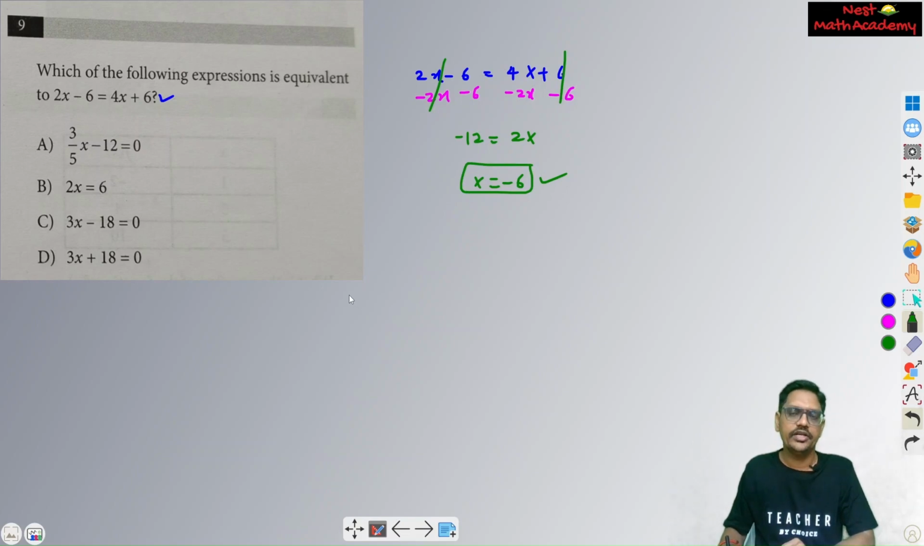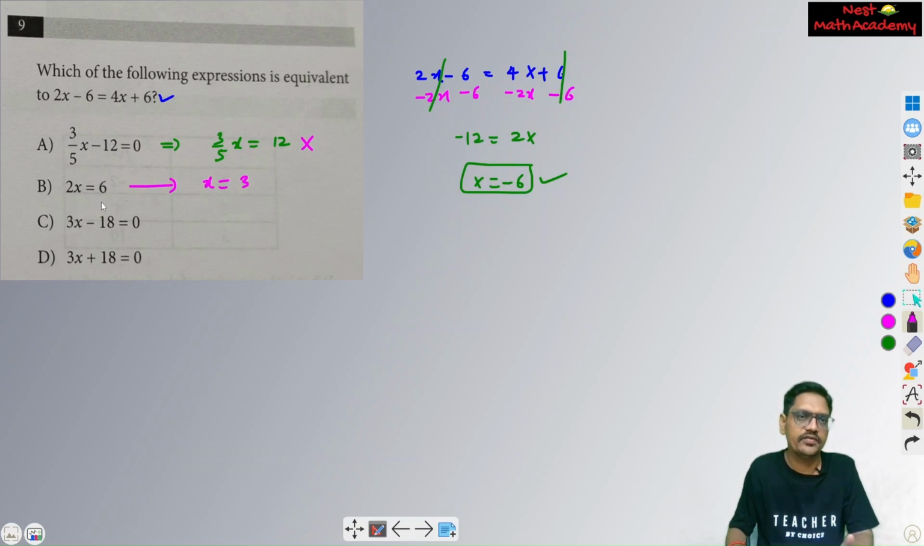Therefore I need to look for the same answer in one of the given options. First option, adding 12 on both sides will make it 3/5 x is equal to 12. I don't see getting negative 6 here. We're getting a positive answer for sure, so this is not correct. Move on to the second option. Here also I can clearly see x is equal to 3, dividing by 2 on both sides. So this is also wrong. Even here I can clearly see I'm going to get a positive answer. Adding 18 on both sides, I'll get 3x is equal to 18, and x is equal to 6 by dividing by 3. So that is also wrong.